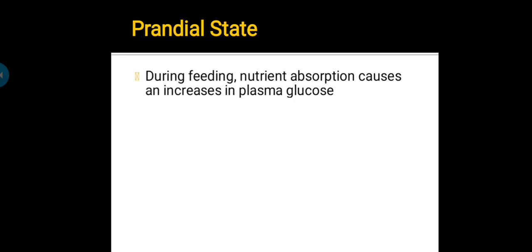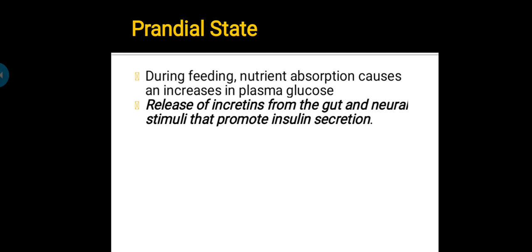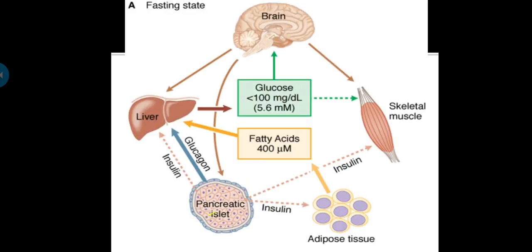During feeding, nutrient absorption causes an increase in plasma glucose. So in the fasting state there is more activation of glucagon, but when we take a meal, there is insulin release. Along with insulin, there is another agent secreted from the intestine called incretins. So incretins are released from the gut, along with some neurostimuli, that promote insulin secretion. And what is the effect?